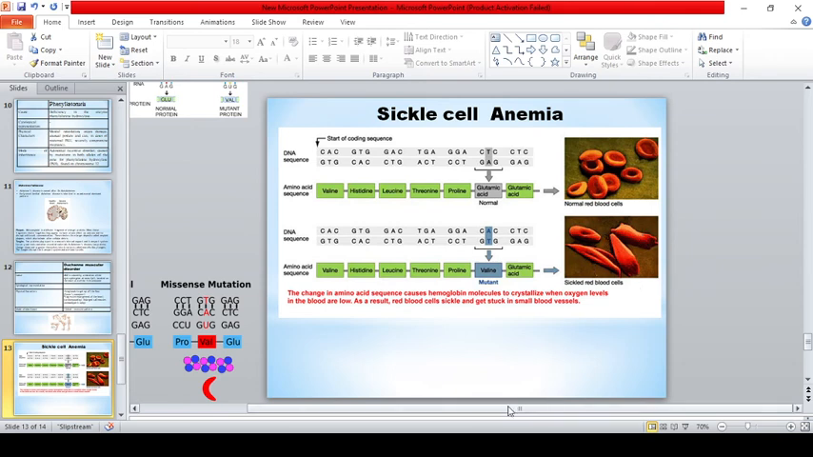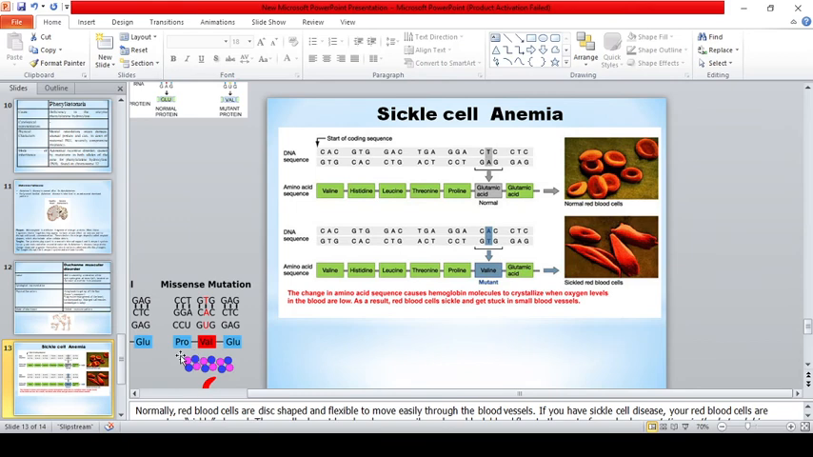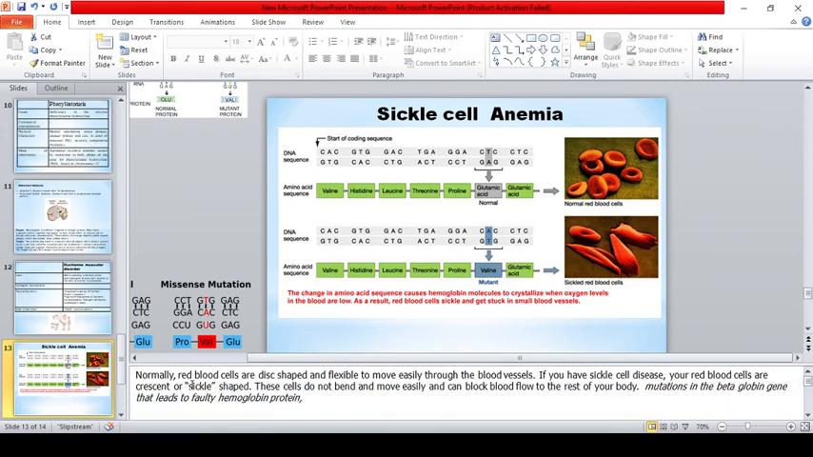The main reason is that due to the formation of sickle cells, the blood supply will be blocked. Normally a red blood cell will be disc shaped and flexible to move easily through the blood vessels. If we have sickle cell disease, then the red blood cell will form a sickle shape, and the cells don't move back and forth easily. At the same time, blood flow will be blocked. The mutation in the beta globin gene leads to abnormal hemoglobin. Whereas in DMD it is dystrophin and X-linked, here it is beta globin.